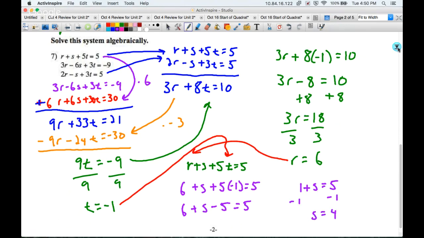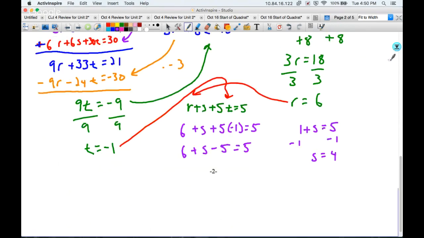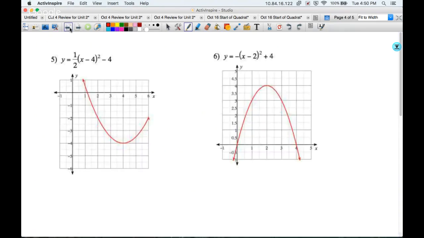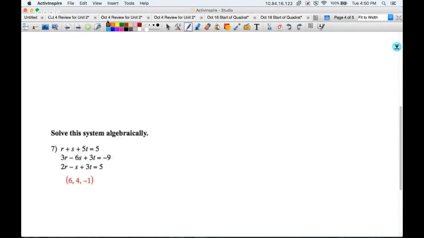Then I like to put those in alphabetical order. So r, s, t can be equal to our final answer of 6, 4, negative 1, which I'm pretty sure is what it was on this page. Here, 6, 4, negative 1. Good. All right.